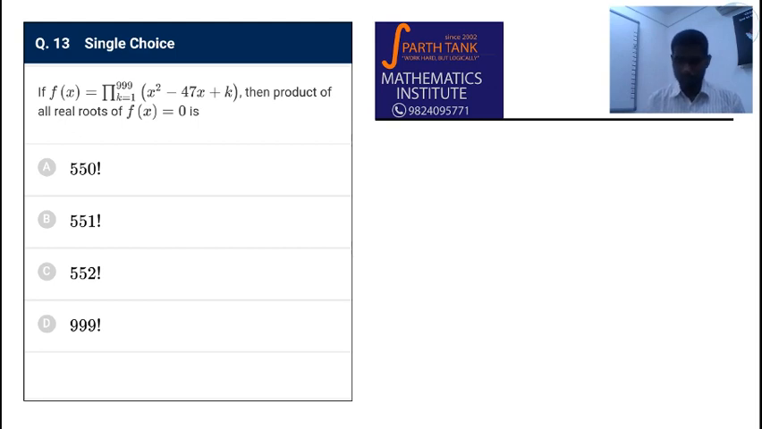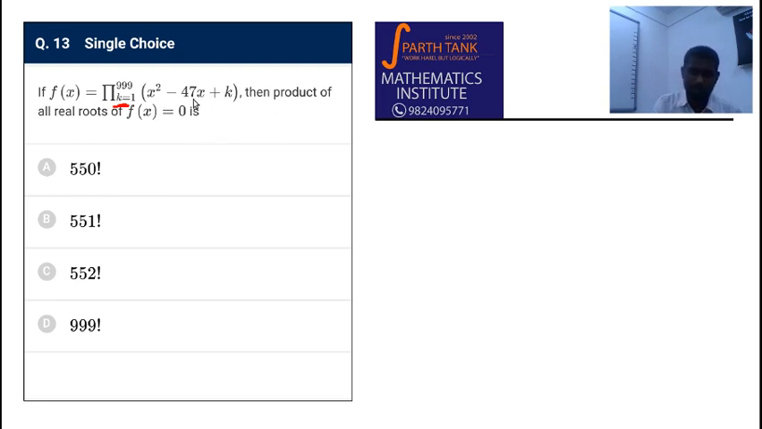Question number 13. f of x is equal to the product, pi of k equal to 1 to 999. This means the product of all such terms, k x squared minus 47x plus k. Then the product of all the real roots of f of x is equal to 0 is.